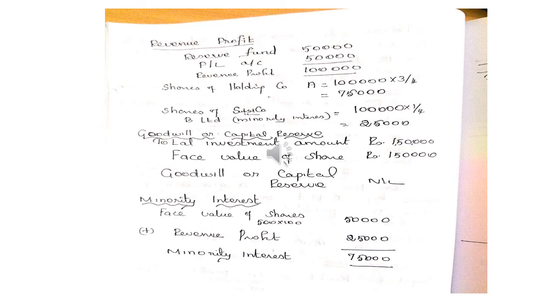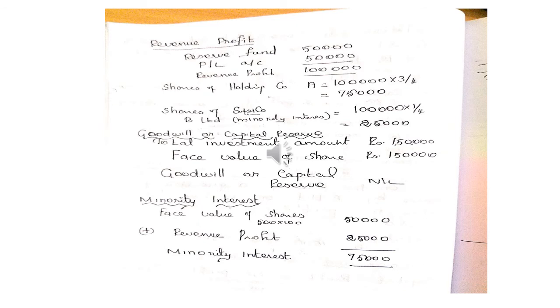It is a continuation of the fourth problem. Next we have to find out revenue profit. Reserve fund and profit and loss account are given in the balance sheet. The total amount is 1 lakh. That means it is a revenue profit. The revenue profit is distributed between the holding and subsidiary company. Their ratio is 3:1. So the holding company has 75,000 of the revenue profit and the subsidiary company has 25,000. Okay. Next we have to see goodwill or capital reserve.